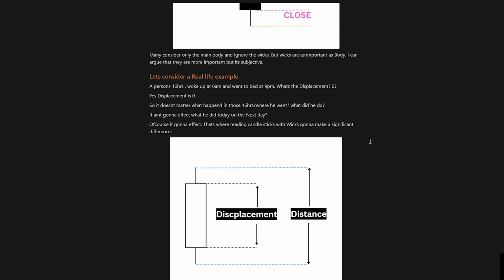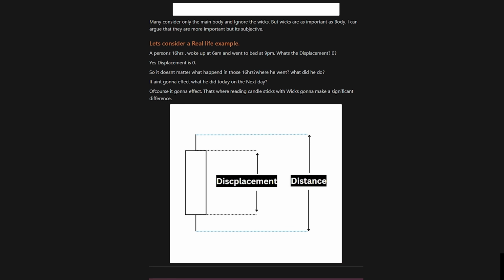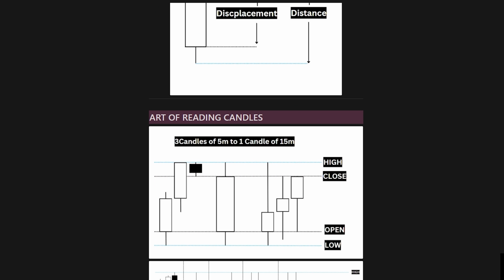You can see some rejection at some point. You can front run what's going to happen in the next candle. So this is the art of reading candles. You have to start looking at candles in such a way. Okay, so everything matters. Reading candles is an art. So let's move further. The art of reading candles.